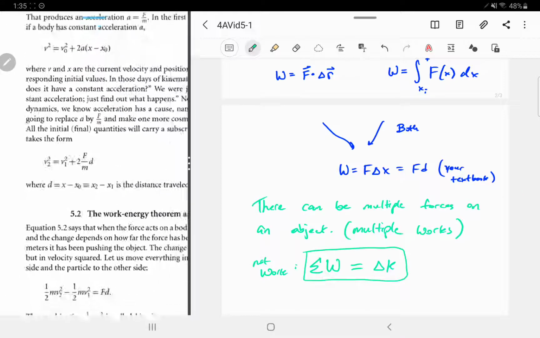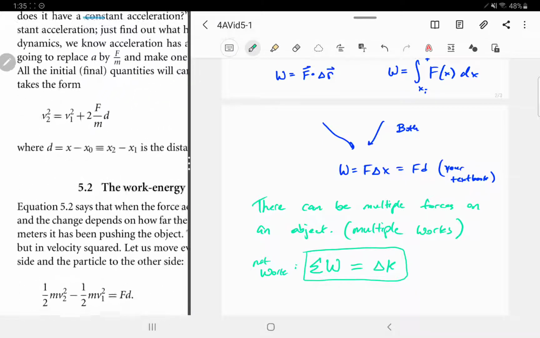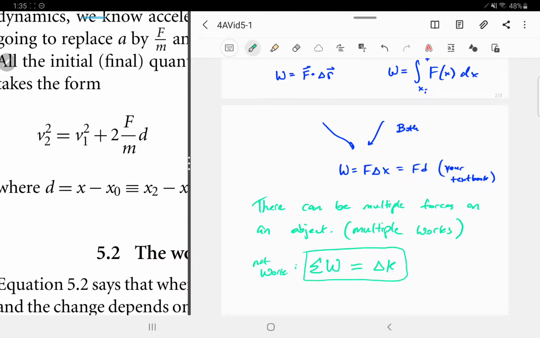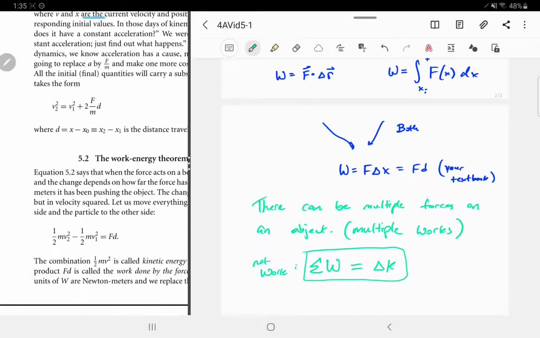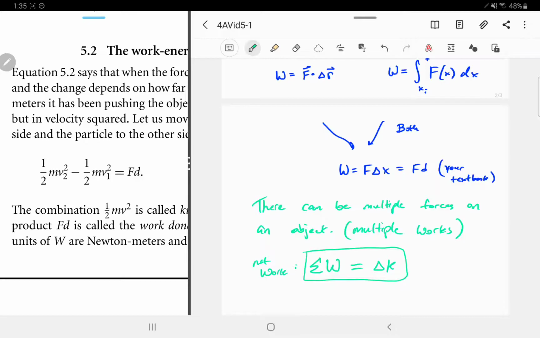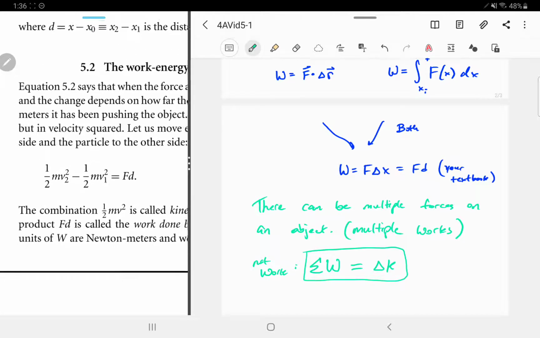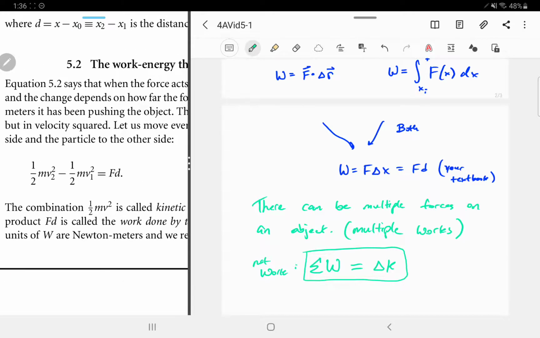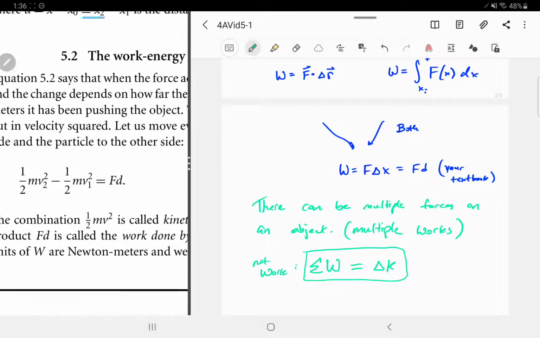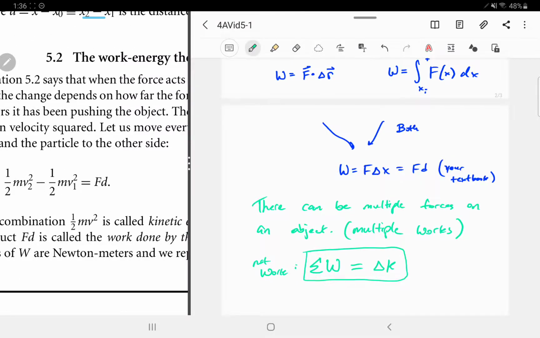So your book rewrites this, and you could probably figure out that you can multiply the whole equation by mass and divide by 2, and then rearrange it to get this. This is the change in kinetic energy, 1/2 m v final squared minus 1/2 m v initial squared, equals the work done by a constant force in one dimension.